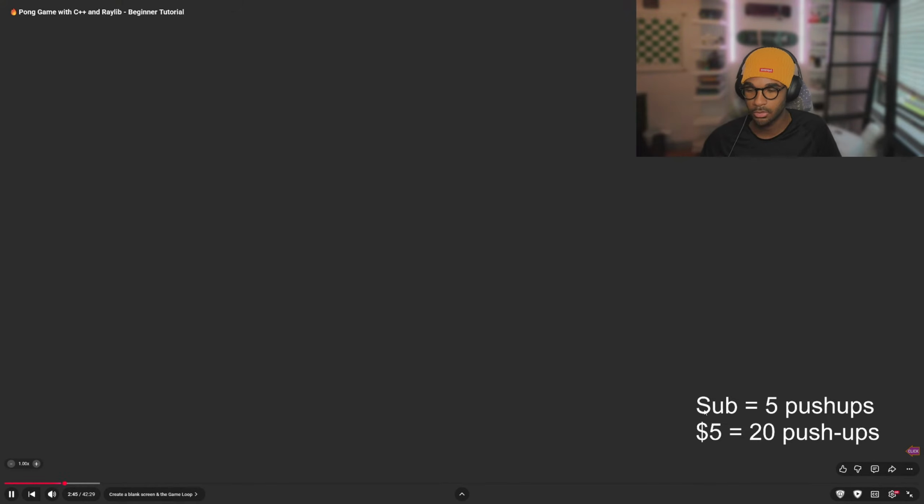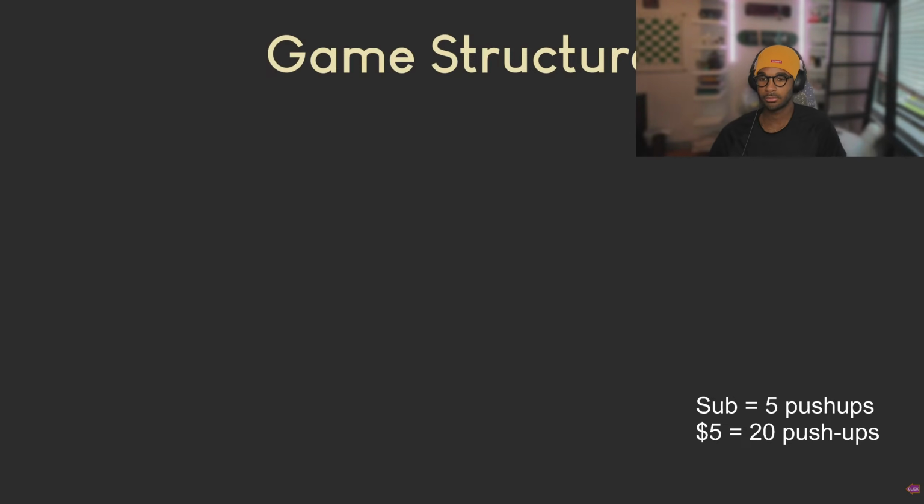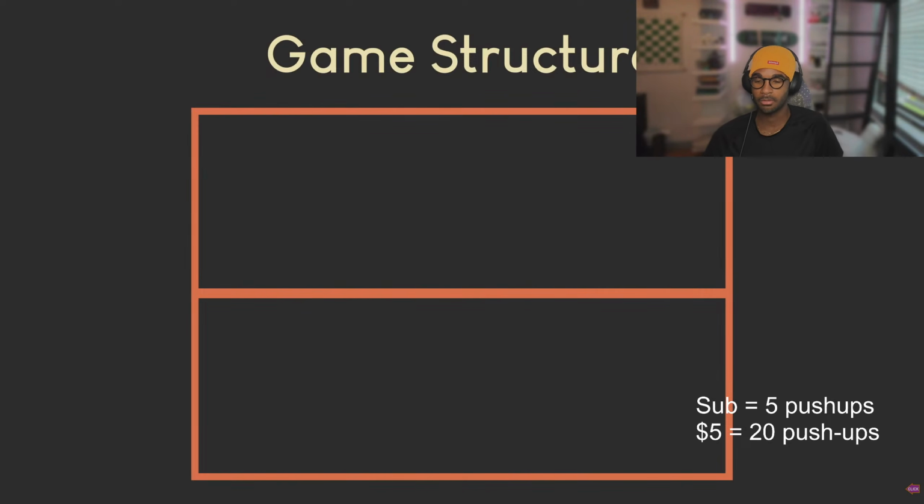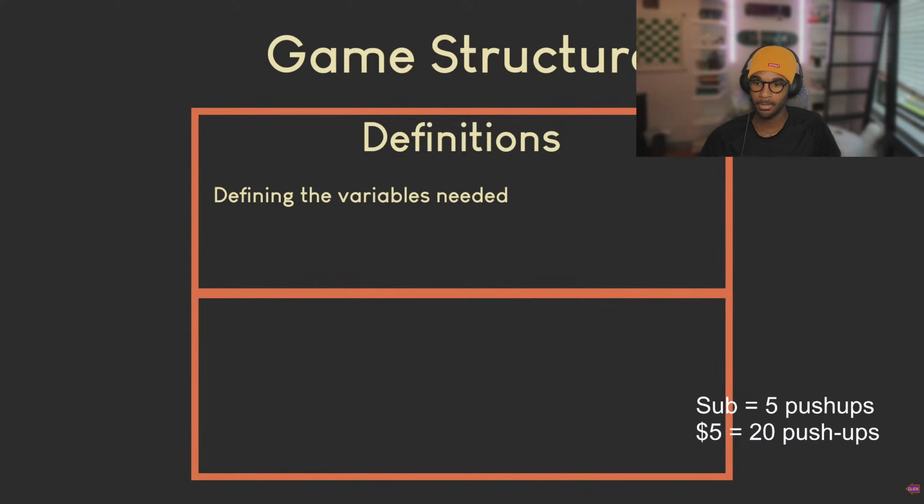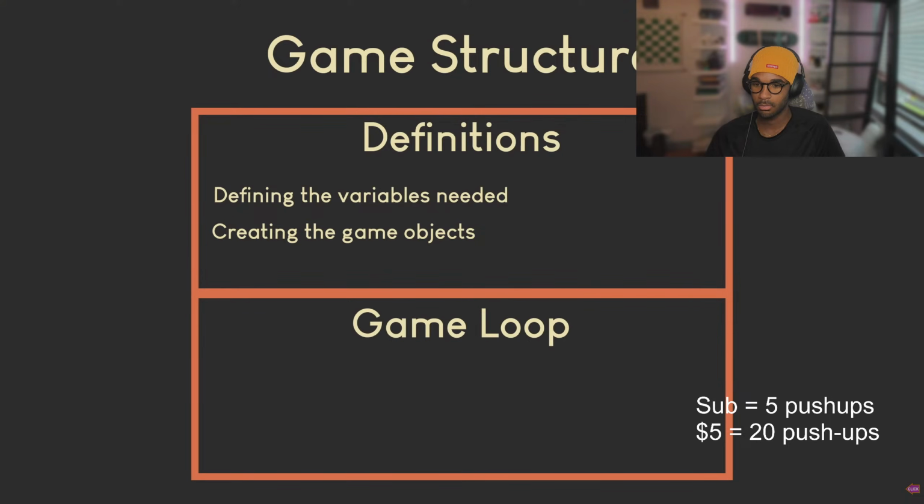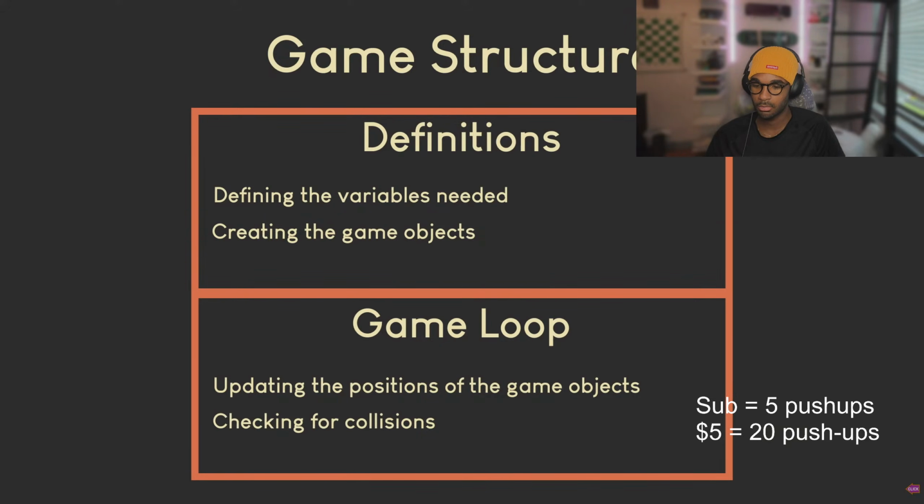First of all, let's talk about the game structure. Every game consists of two parts. The part where we define our variables and our game objects like the player paddle, the ball, etc. The other part is the game loop, which is responsible for updating the positions of the game objects and checking for collisions. The game loop is like the heartbeat of the game. The game loop runs over and over again until we close the game. So in each iteration of the game loop, we have to draw the game objects in their new positions and check if there were any collisions.